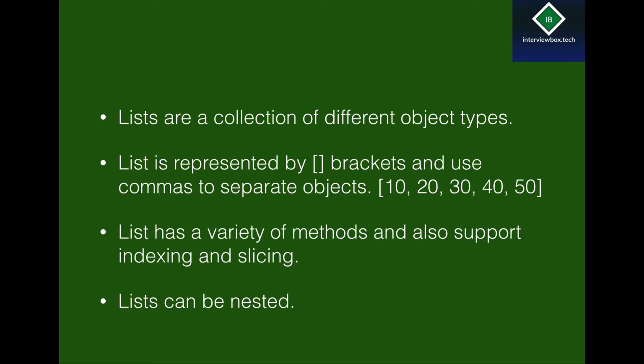List is represented by square brackets and uses commas to separate the objects in the list. As you can see in the example that I mentioned here, the items like 10, 20, 30, 40, 50 are all separated by commas in the list. List has a variety of methods that work on the list, and list also supports indexing and slicing. It's very similar to what we have seen in my previous video with the string data type.